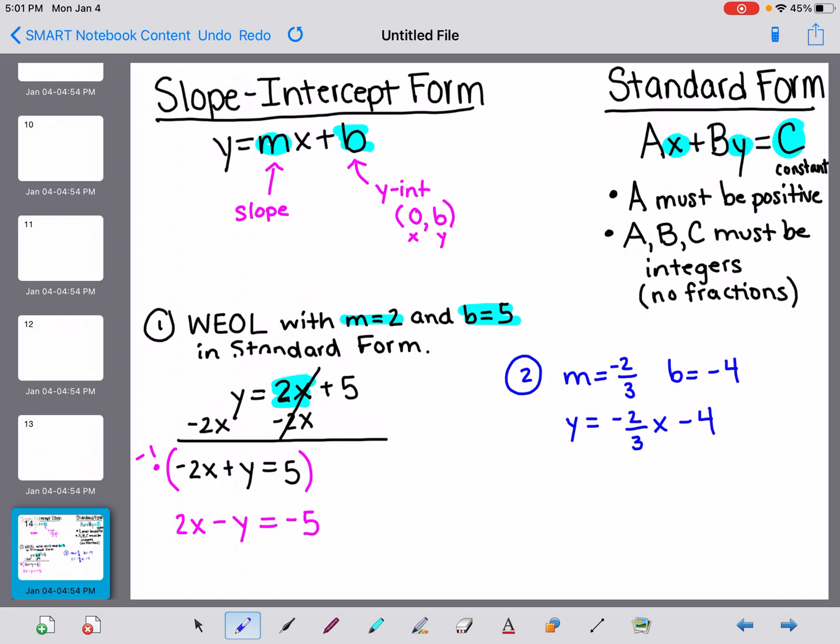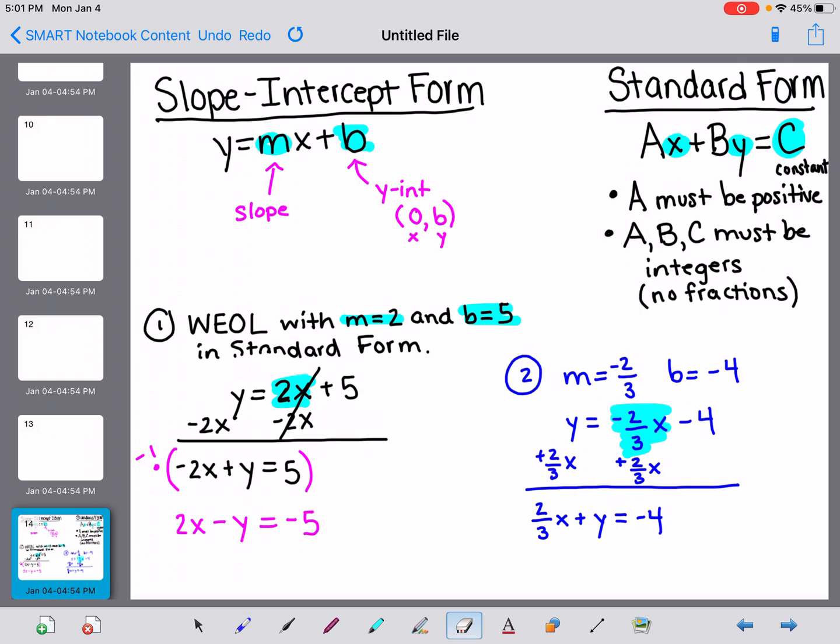That would be slope-intercept form. And now I need to move this x term to the other side. So because it's a negative 2/3 x, I'm going to add 2/3 x to both sides. So then I have 2/3 x plus y equals negative 4.